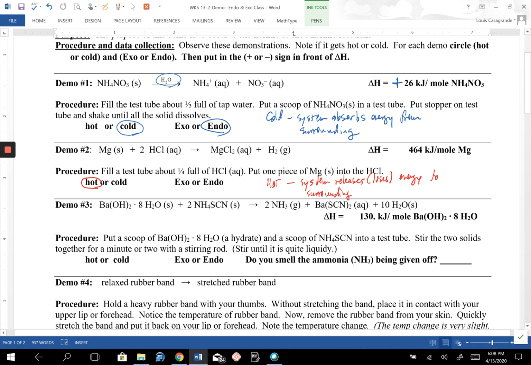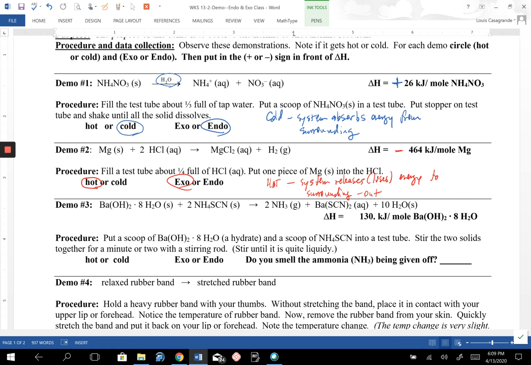And since the system is losing energy, the energy is going out. That's an exothermic reaction. And because it's exothermic, as we saw in the notes, the potential energy of the system goes down. And so we're going to put a negative sign in front of this and make it negative 464 kilojoules for every mole of magnesium.